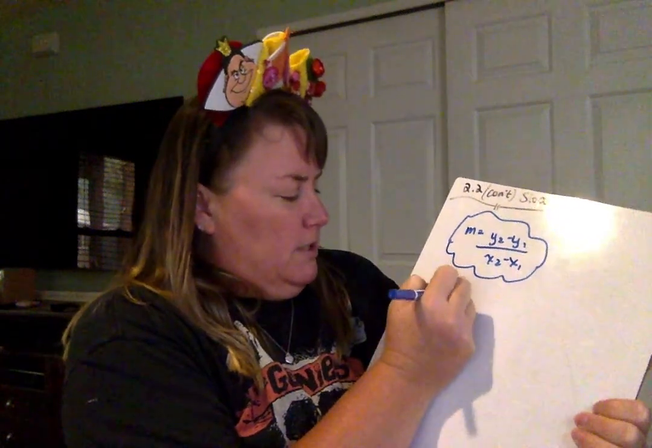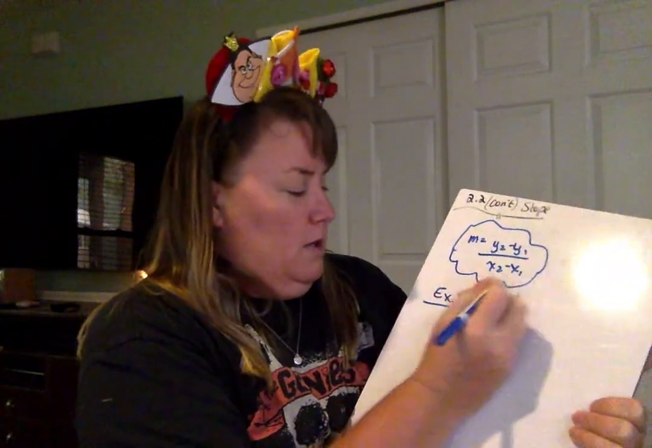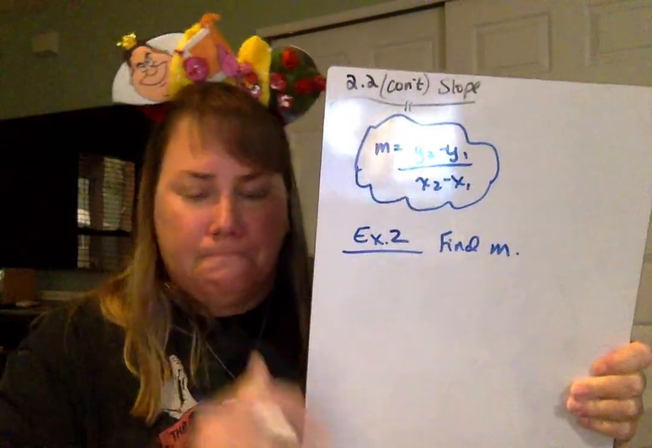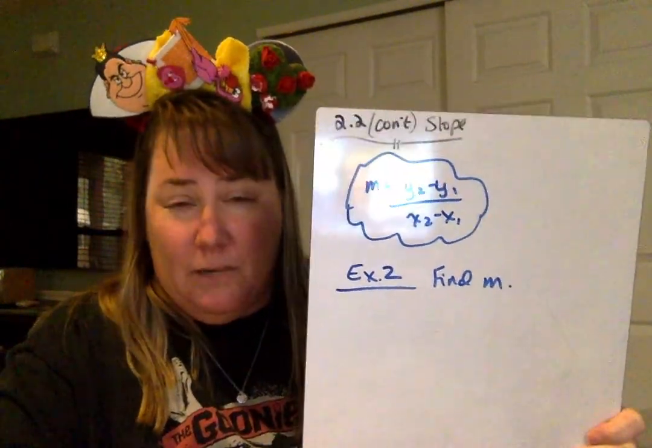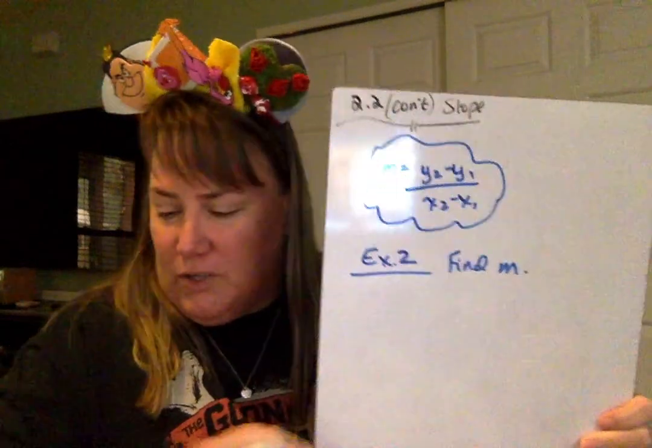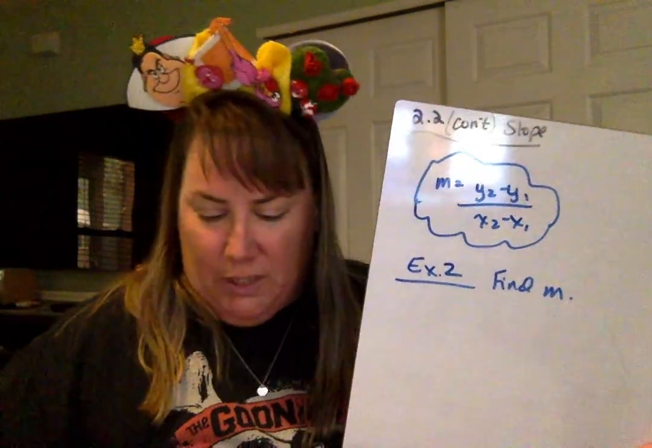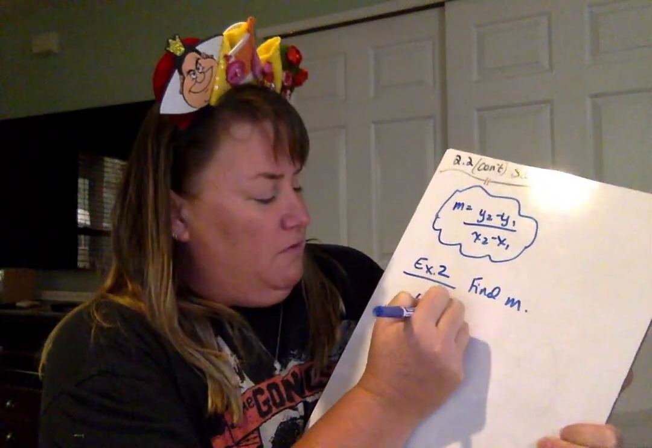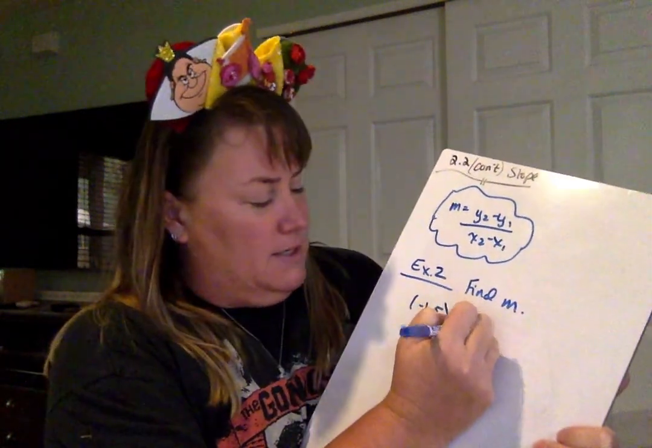So I'm jumping into example 2. Find the slope. Find m. And I'm going to give you your ordered pairs first, and then we are going to graph it. So I will be changing between my two boards. All right, let's find the slope between the points (-1, 5) and (6, 5).